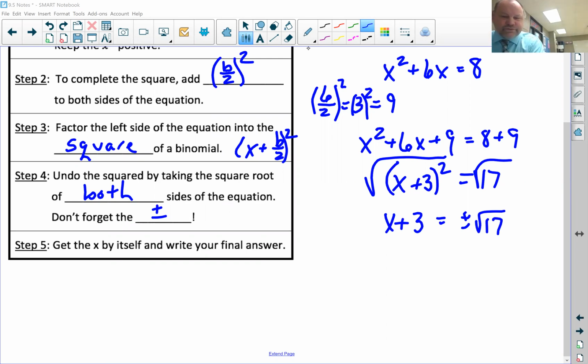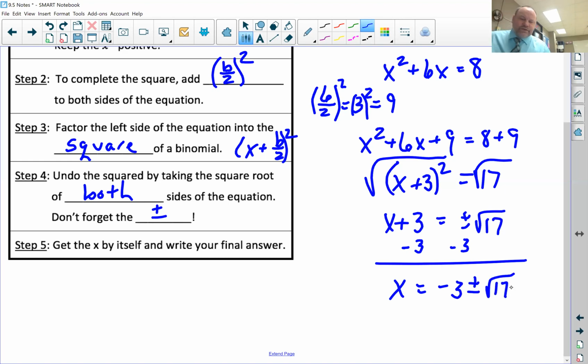Get the x by itself. So I'm going to subtract 3 from both sides of my equation. Be careful when you do this. So I get negative 3 plus or minus the square root of 17.